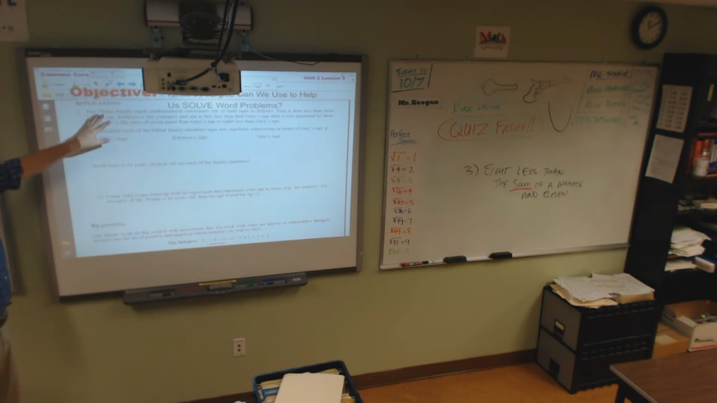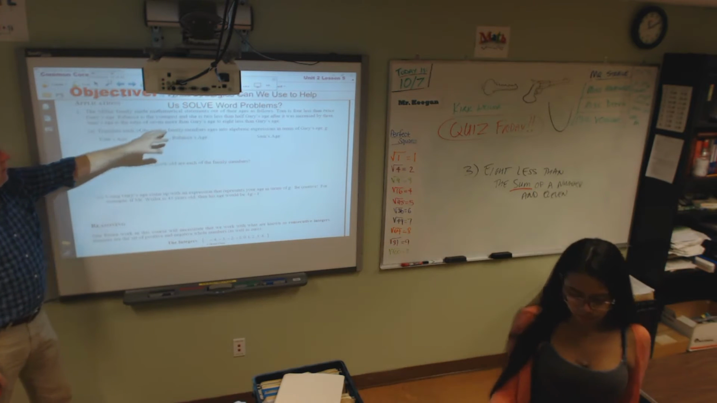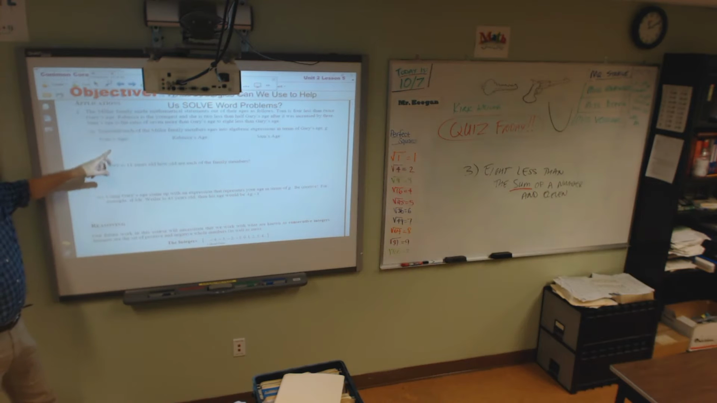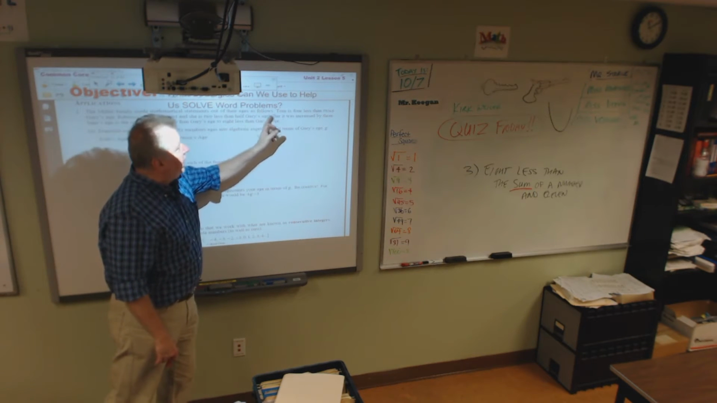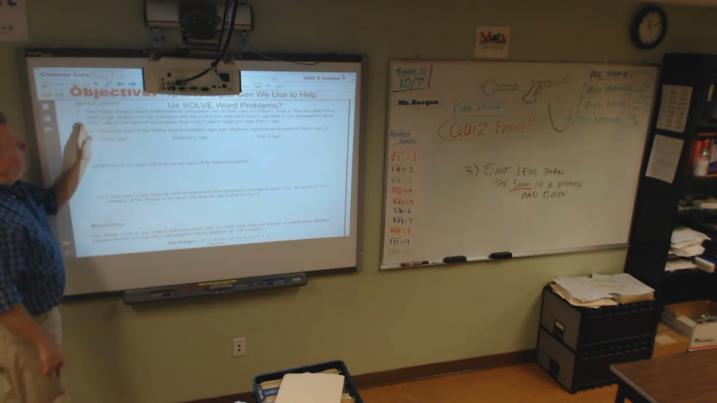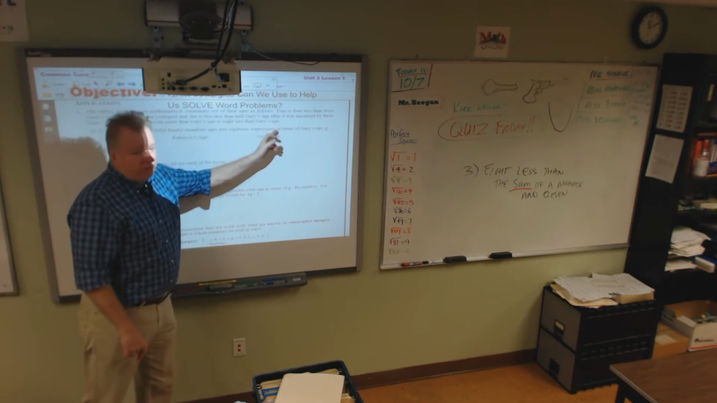All right, so we're talking about the Miller family. The Miller family made mathematical statements out of their ages as follows. Tom is 4 less than twice Gary's age. Rebecca is the youngest and she is 2 less than half Gary's age after it was increased by 3. Sam's age is the ratio of 7 more than Gary's age to 8 less than Gary's age.